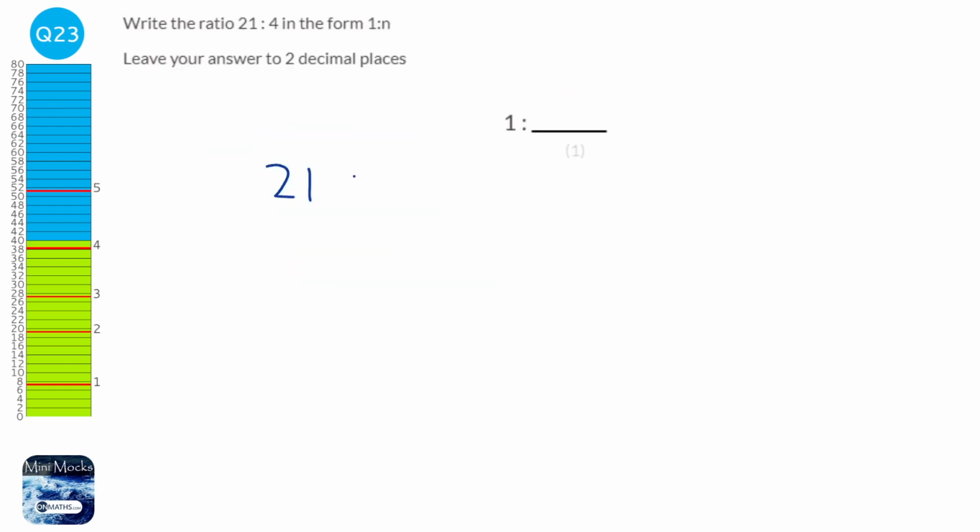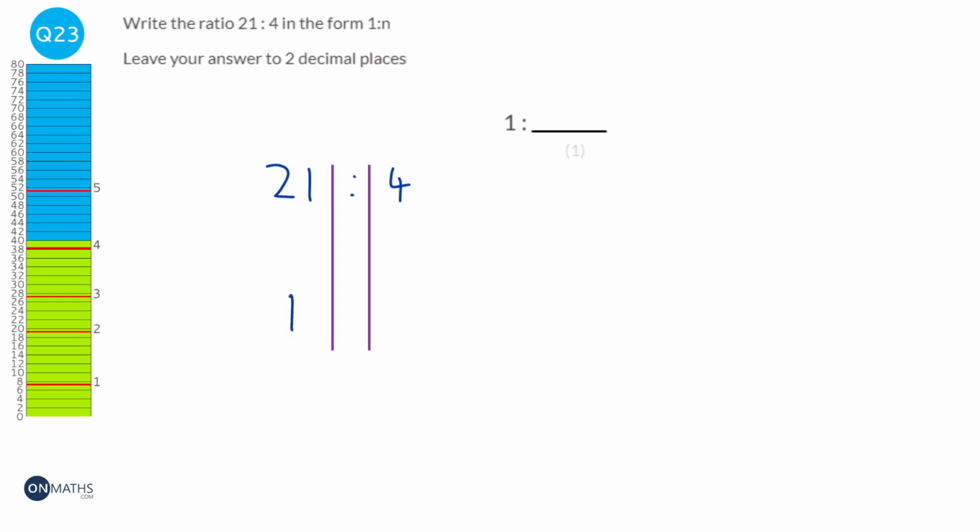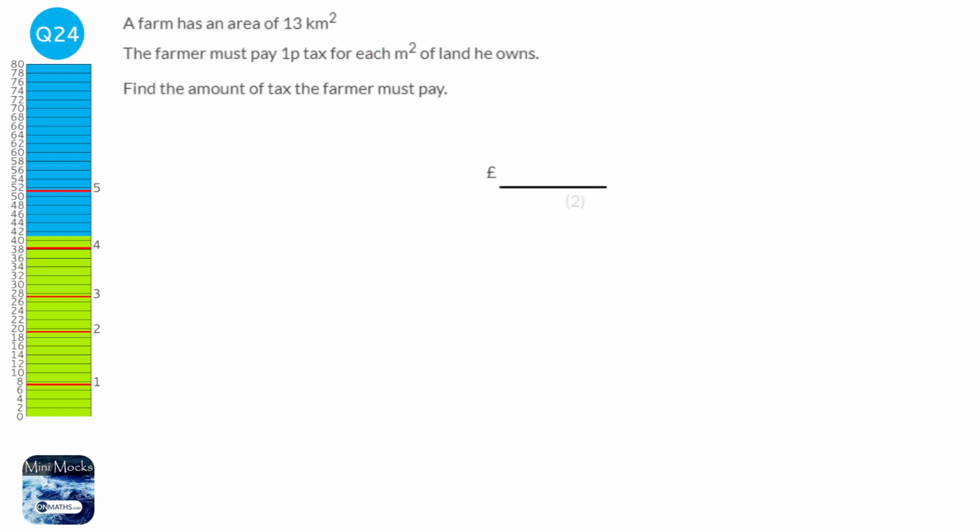So we're given 21 to 4 as the ratio. We're just going to have our lines in, because what we need to do is make the left hand side be 1. And to do that, for 21 I need to divide it by itself, divide it by 21, and we're going to do the same to the right hand side. So 21 divided by 21 is 1, perfect, that's what we wanted. 4 divided by 21 is 0.190 and so on. It says it wants it to 2 decimal places, so it's going to be 1 to 0.19.